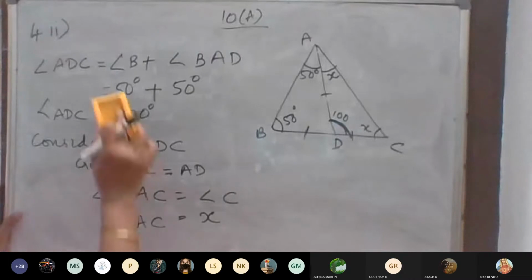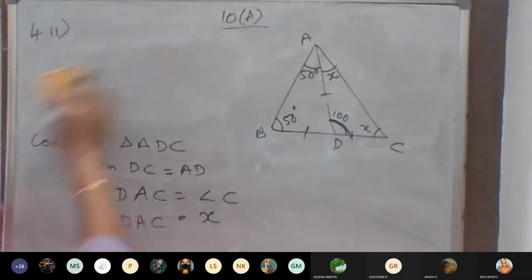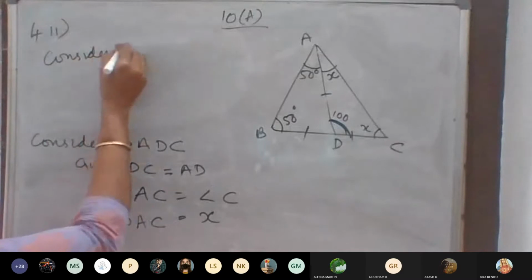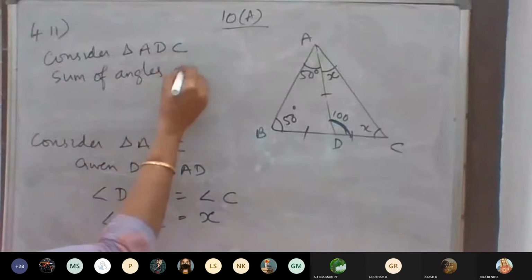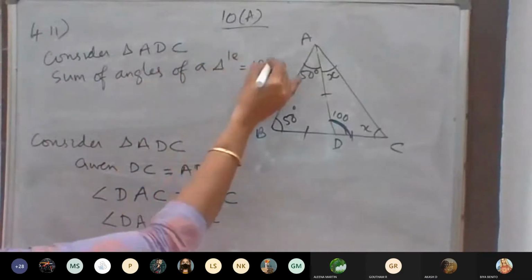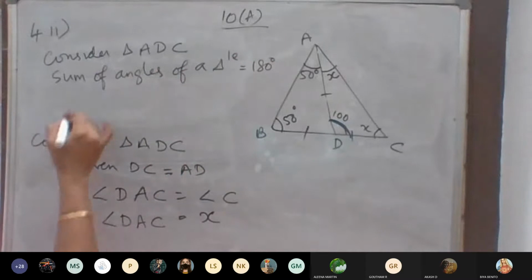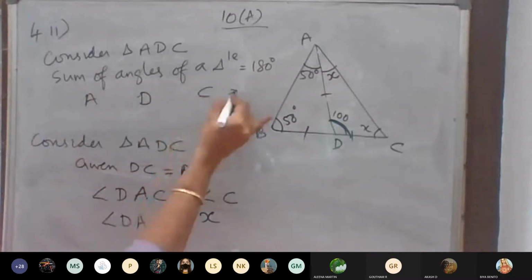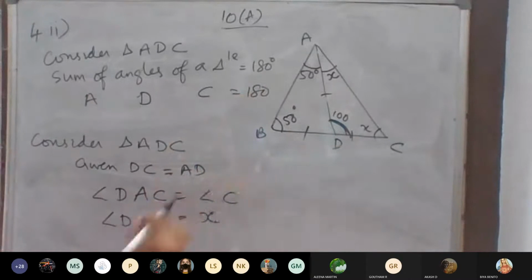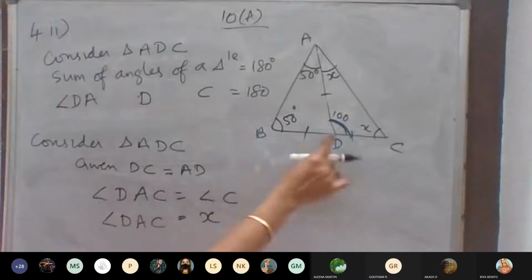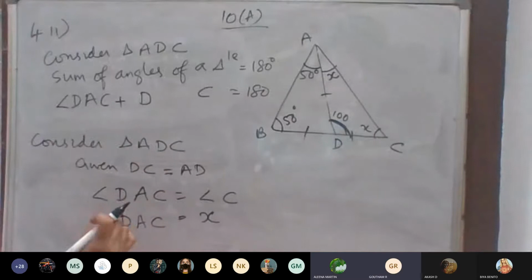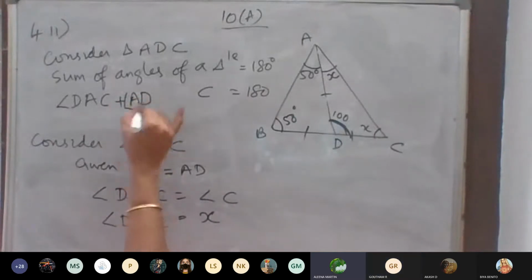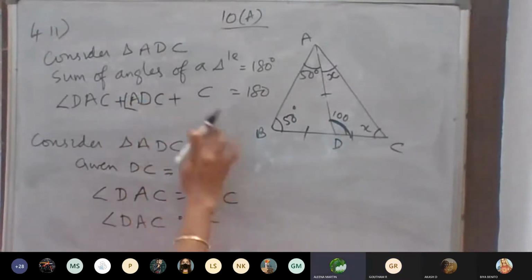Consider triangle ADC. The sum of angles of a triangle is equal to 180 degree. So we can write, A, D, C, these are the three angles. How can we write that? Angle DAC plus angle ADC. For your convenience, I am writing like this way, okay?